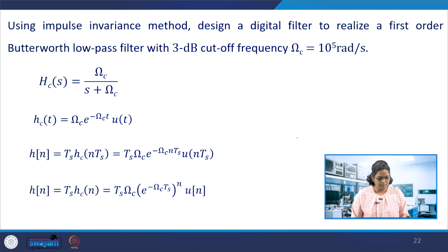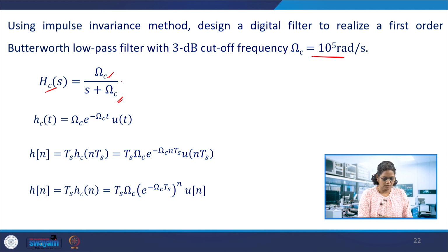Coming to this background of Butterworth and Chebyshev filters, we'll be designing one example with the impulse invariance and then the bilinear transform also. Taking Ha(s), the continuous transform Hc(s), H(s), Hc(s), Ha(s) mean the same, equal to omega c by s plus omega c. This is the cutoff frequency given. The 3 dB cutoff frequency is 10^5 radians per second for the first order.